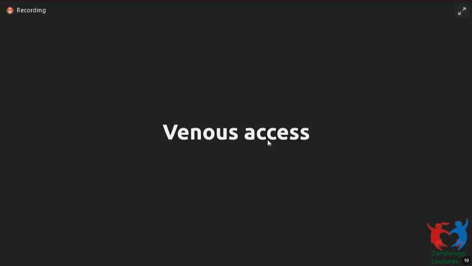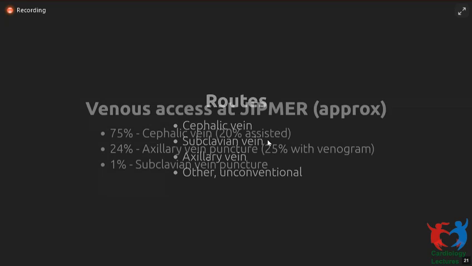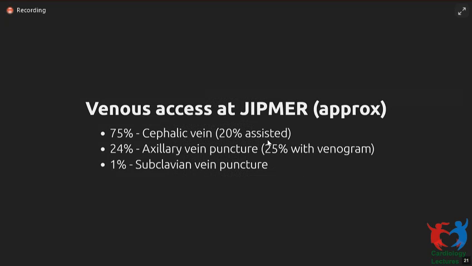So basically, venous access, there are three major access routes that you have a choice between. And these are the cephalic vein, the axillary vein, and the subclavian vein. There are a few others which are very rarely used, so not going to discuss too much of that. And in our practice, most of the venous leads end up being placed through a cephalic vein, at least 50%, but more like 75%.